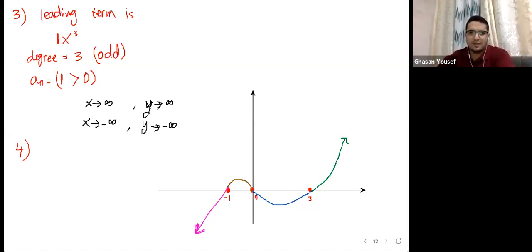So to check the end behavior, when x goes to infinity, the y goes to infinity, look, it goes up. When x goes to minus infinity, to the negative side, the y goes to minus infinity, it goes down. This is correct. So the graph of this function is correct.